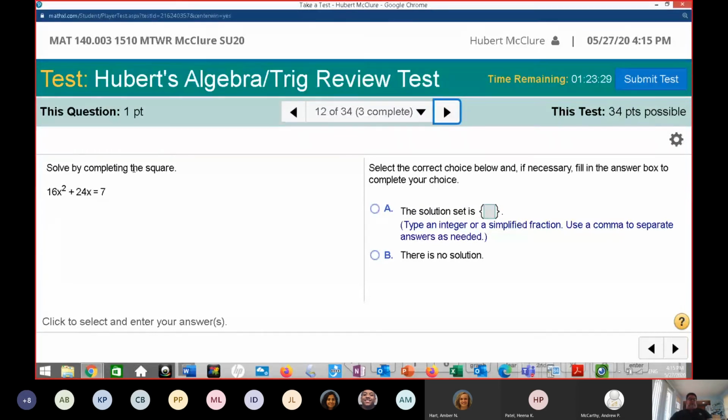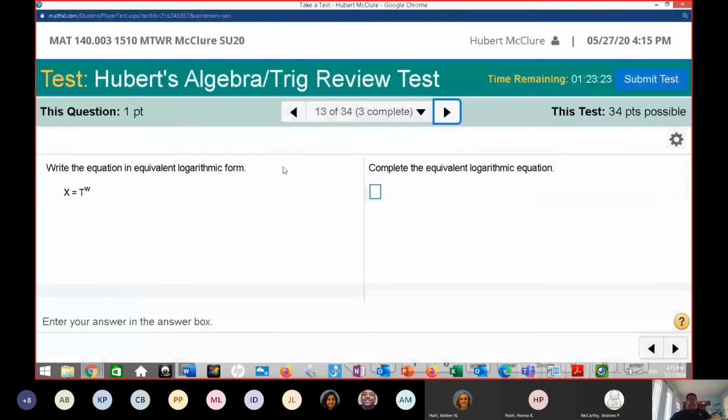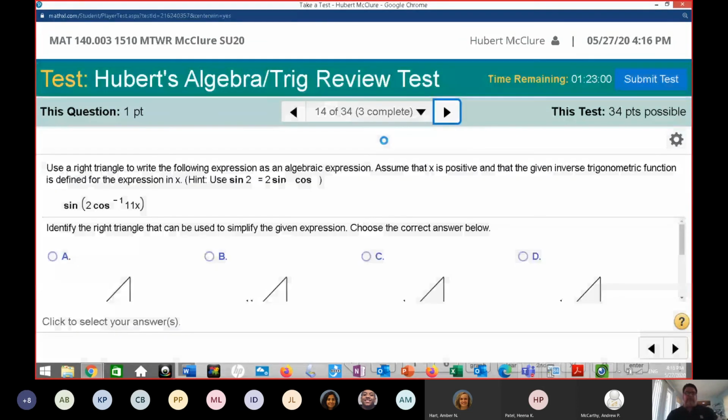Write the equation. And okay, this is the definition of a logarithm. So that's going to be a to the y. So that's going to be log base t of w is equal to x. That's the definition of a logarithm. That's the first rule I wrote down. And I put a square or a rectangle around it, and I told you to do it.